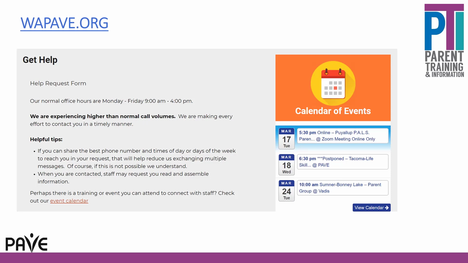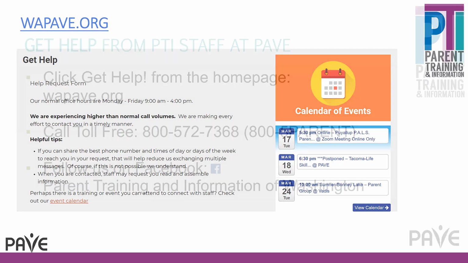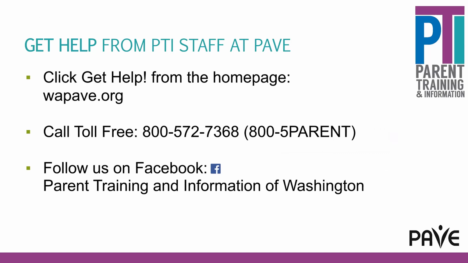Next slide, please. So here's a list of our contact information. Again, you can find us online at wapave.org. You can also get help by calling our toll-free number, which is 800-572-7368. And another place for resources and information is our Facebook page. You can follow us at Parent Training and Information of Washington.